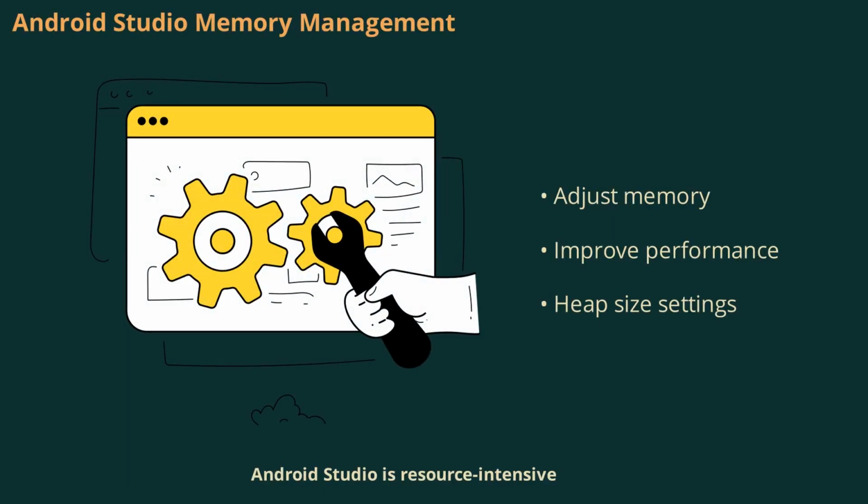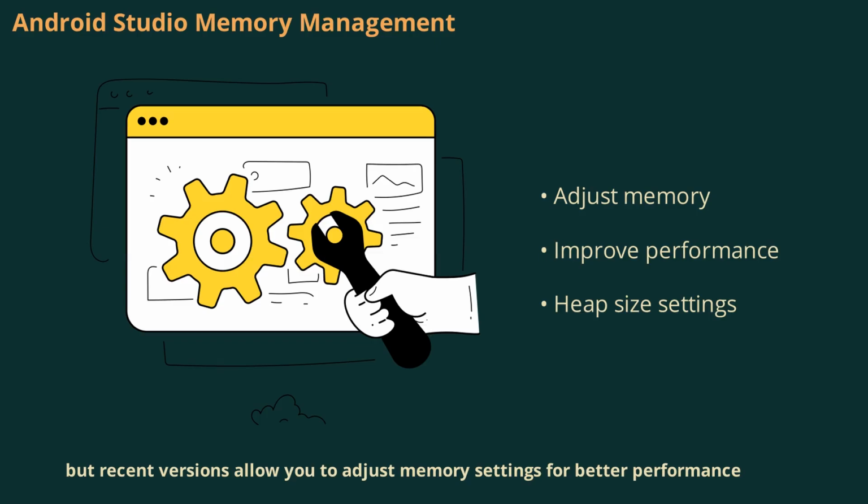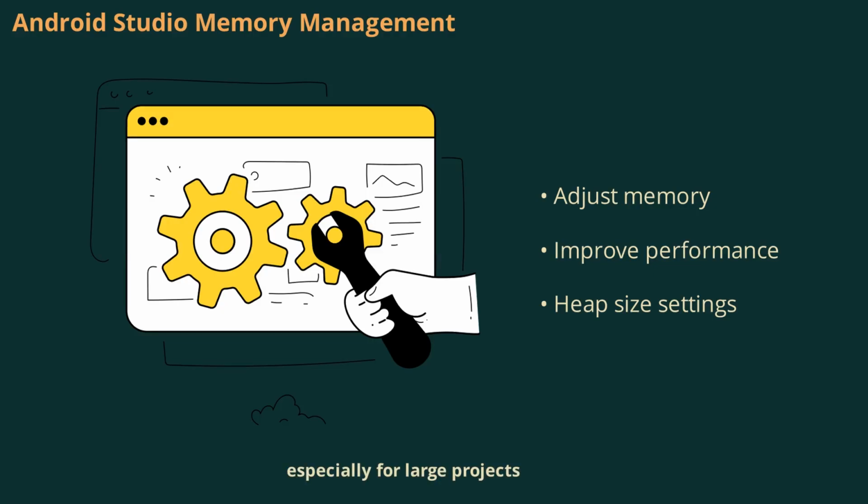Android Studio is resource-intensive, but recent versions allow you to adjust memory settings for better performance. If you have enough RAM, increase IDE and daemon heap sizes in settings. This can speed up builds and improve responsiveness, especially for large projects.